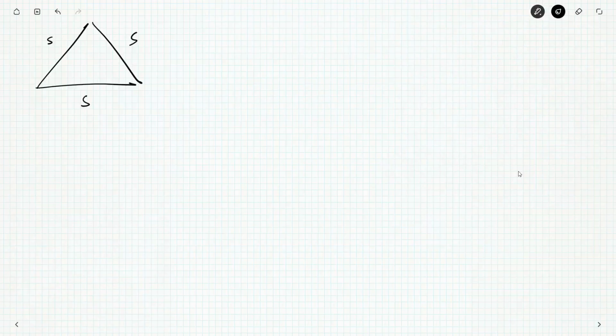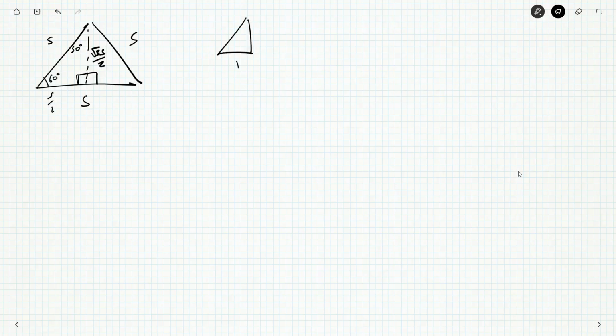Side S, split it in half, and 60 degrees. So we get these S over 2, so this is root 3 S over 2 by Pythagoras, or 30, 60, 90 triangles, which have a ratio of 1 to root 3 to 2. So this is just going to be root 3 S over 2. So now it's 1/2 base times height, and so, yeah, area is root 3 S squared over 4. Okay.